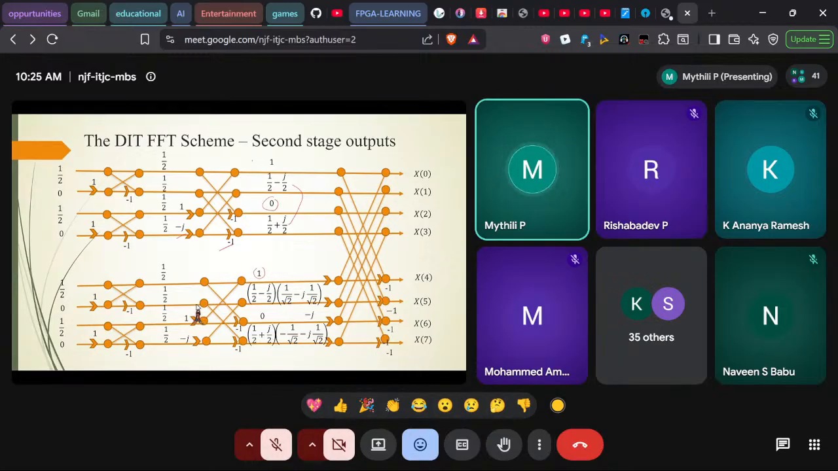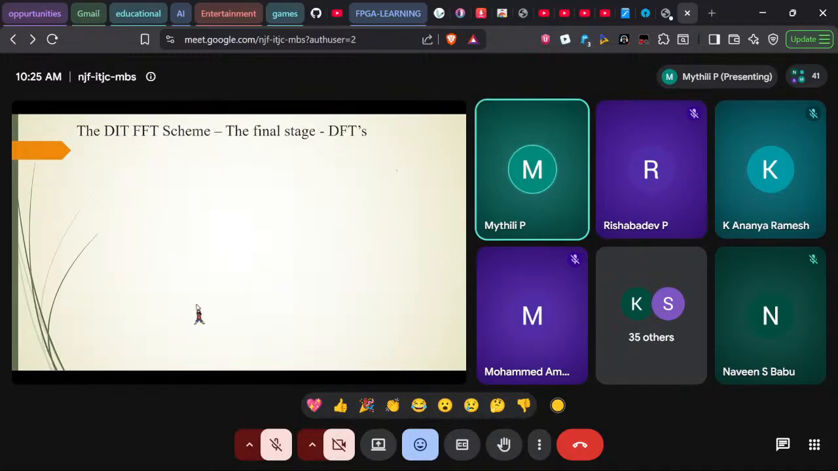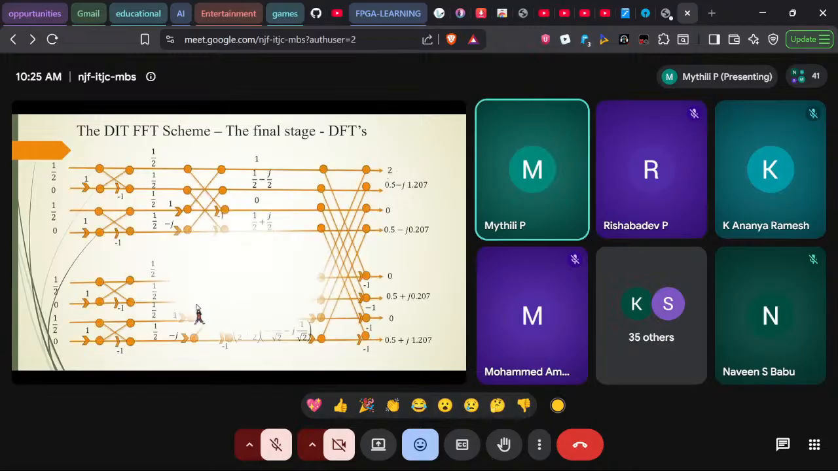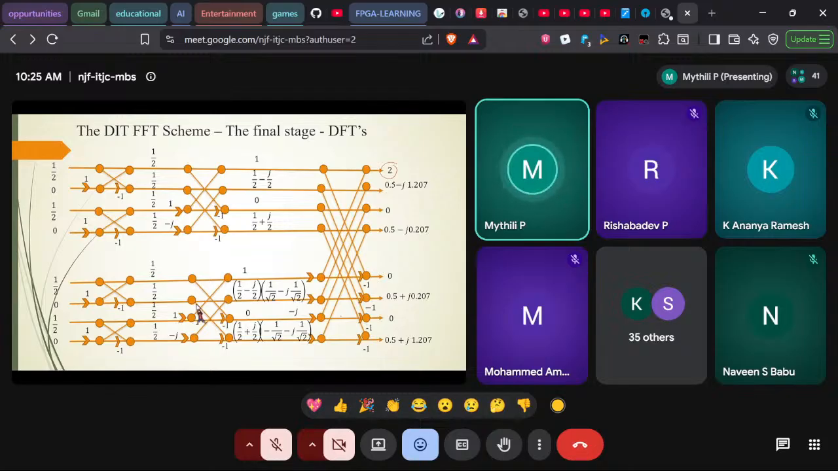And this is the W. The first one is 1. The second one is 1 by root 2 minus j by root 2. The third one is minus j. The fourth one is this. After this, you have the final combination. Okay. These are all additions, the top ones. You add, you get 2 here. And the rest of the values will follow.